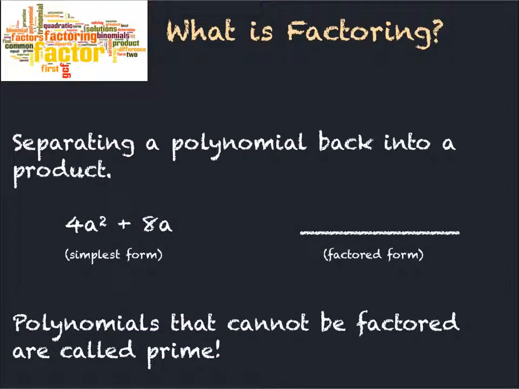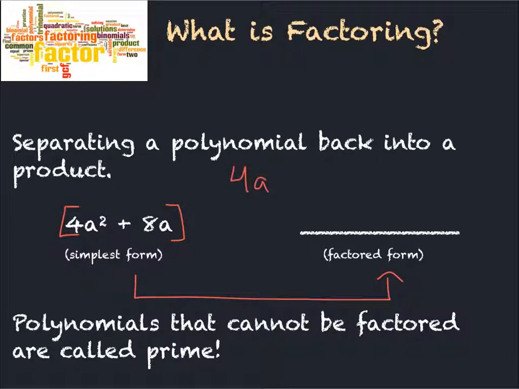So first, what is factoring? Separating a polynomial back into a product. So if you take a look at this one, 4a squared plus 8a, when we want it in factored form, we want to change it back to a product. We want to change it back to multiplication. We want parentheses, okay? So the way you would do that, and the way we're going to learn today, we're going to use greatest common factor.